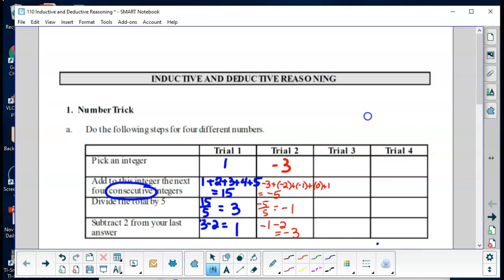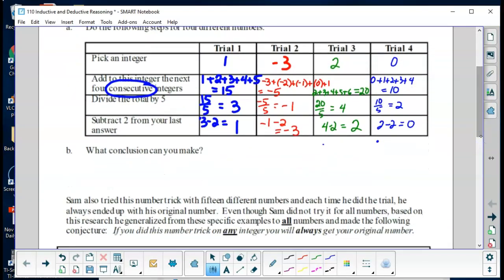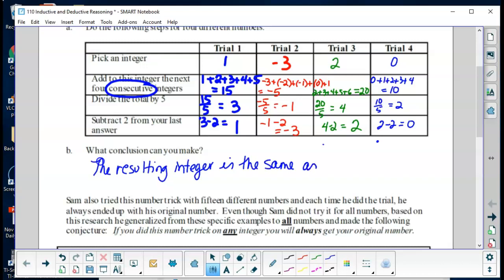Okay, so pause the video. You do 2 more trials yourself. Okay, so I chose for trial 3, starting with 2, for trial 4, starting with 0. Both times I end up with the original value that we started with. So what conclusion can you make? The resulting integer is the same as the original.